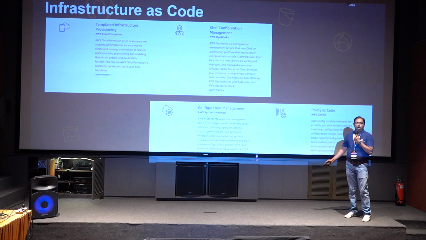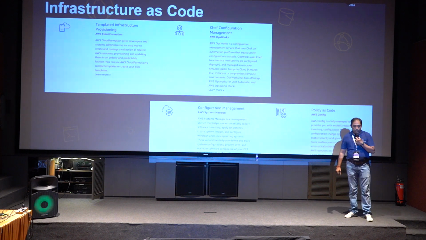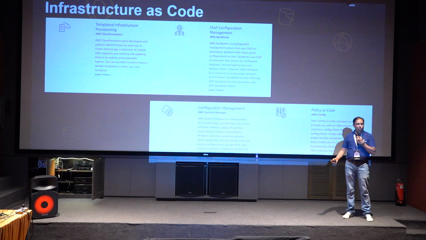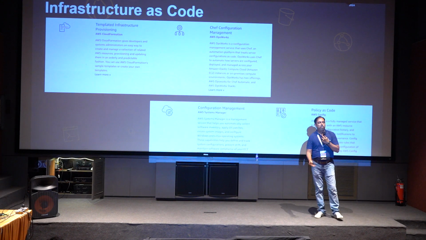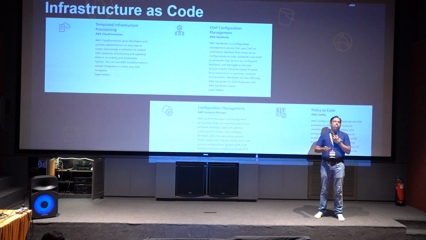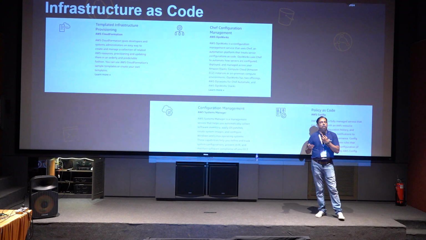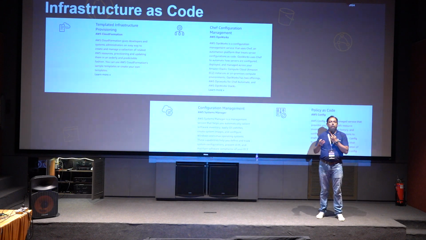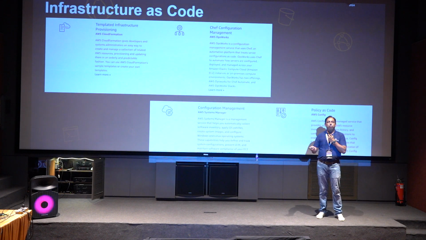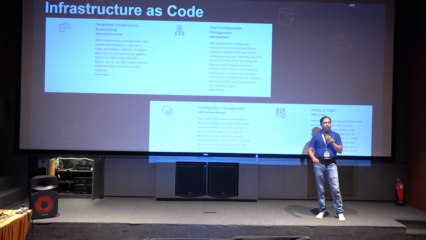AWS Config is another important service, which is kind of like policy as code. So you can have various policies in place. For example, a quick example could be that you have an S3 bucket and a lot of data is stored in the S3 bucket. A lot of the time we do not keep our S3 bucket and the data encrypted. We understood the importance of encryption again in the security session.